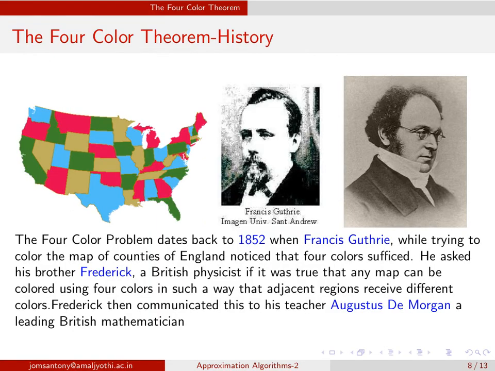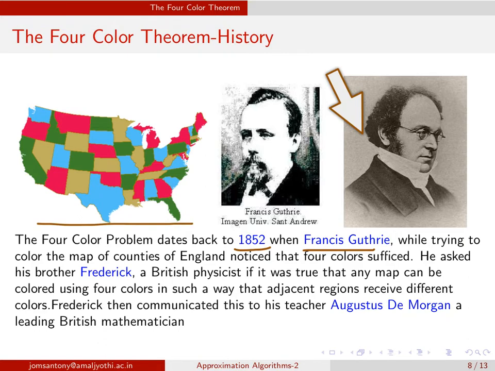It is really interesting to learn some history about the 4-color theorem. The 4-color theorem dates back to 1852 when Francis Guthrie, while trying to color the map of England, noticed that 4 colors were sufficient. He asked his brother, who was a British physicist, if it was true that any map can be colored using 4 colors in such a way that adjacent regions receive different colors. Frederick was very interested and communicated this matter to his mathematics teacher, Augustus De Morgan, who was a leading British mathematician at that time.